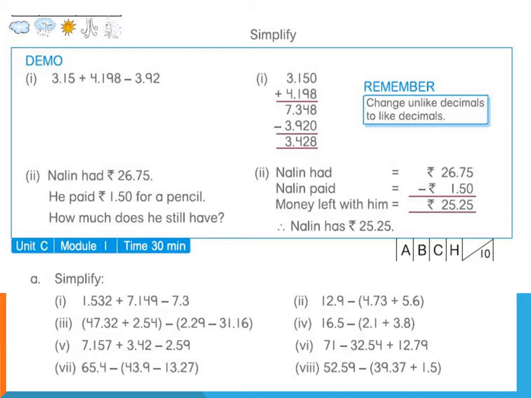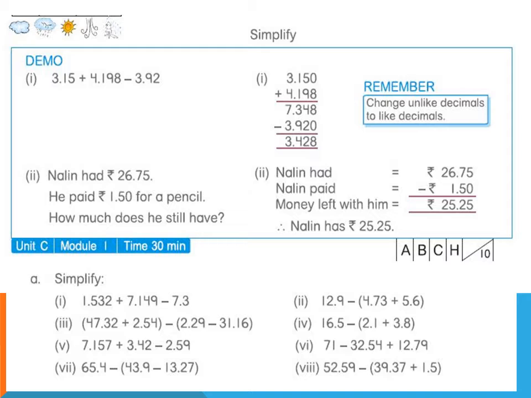In the first module, we have to simplify the given expressions. Look at the demo. Demo number 1: 3.15 plus 4.198 minus 3.92. Now we will arrange this in a column. Look at the right hand side.